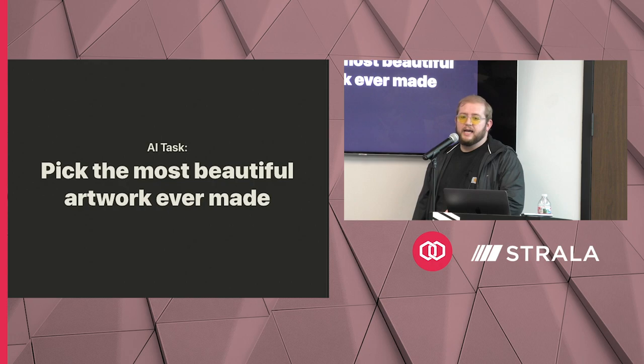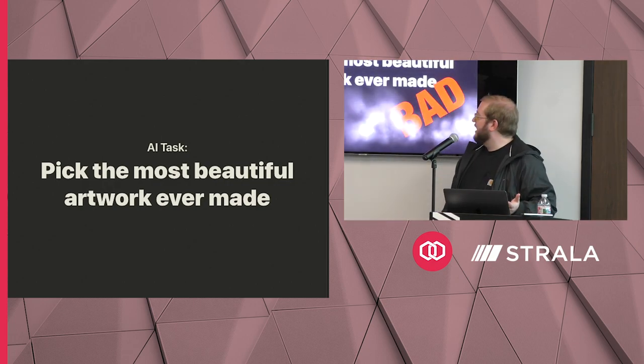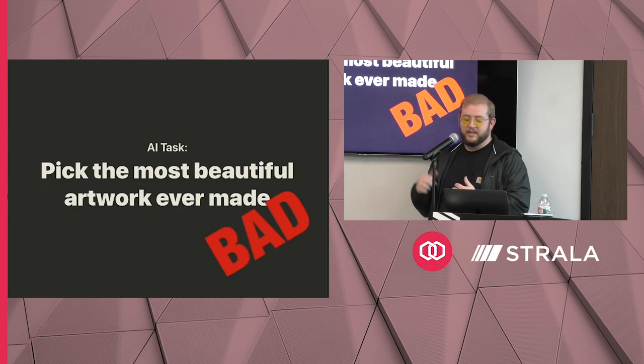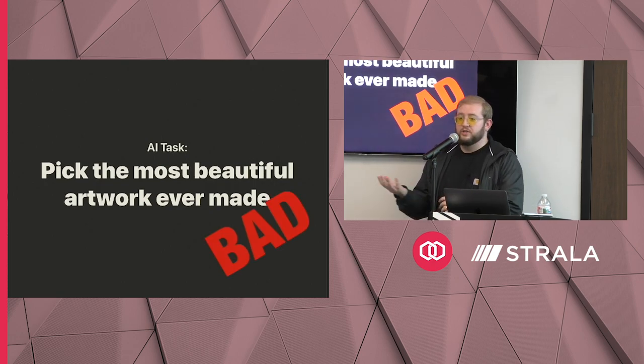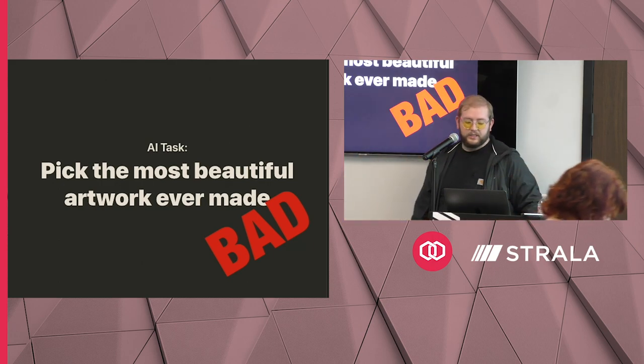So let's look at a couple sample tasks for AI and determine whether they're good or bad. So this is, I want to make an app that determines the best artwork ever. Is this a good or bad example? I think bad, because check out the animation. It's way too subjective, right? There's a lot of gray area. Everyone has a different opinion on what's beautiful. And even with some data about me, you wouldn't be able to read my mind and predict the most beautiful piece of art that I've ever seen.